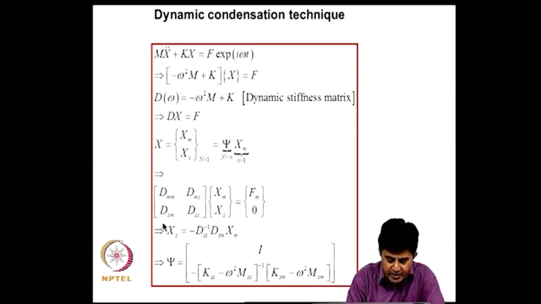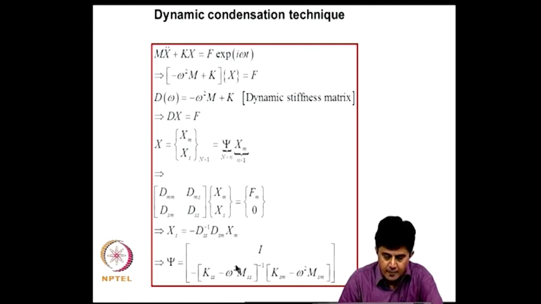Now I will again assume that the slave degrees of freedom are not driven. So I can use the second equation here, which is D_sm x_m plus D_ss x_s equal to 0, from which I get x_s to be this. There is no approximation here, I am not throwing out any term. So the transformation matrix that I am looking for is given by this.